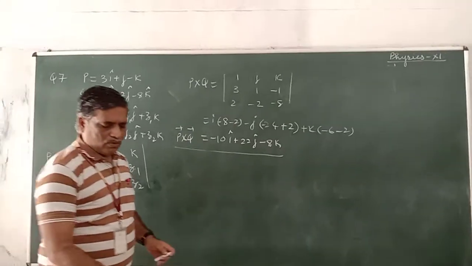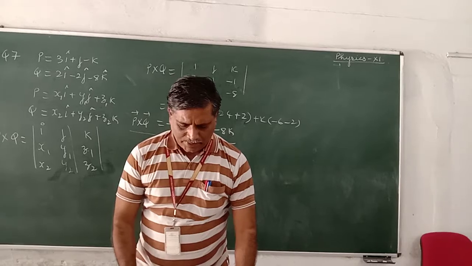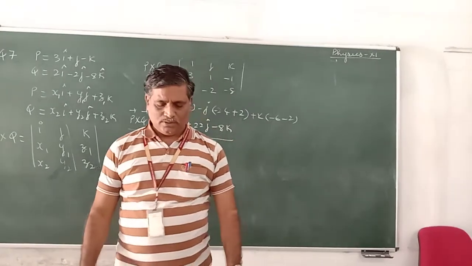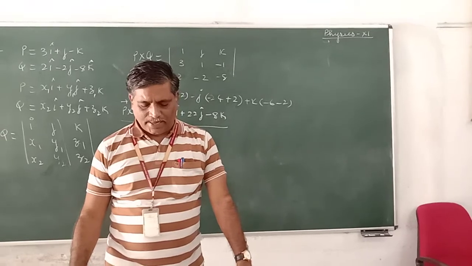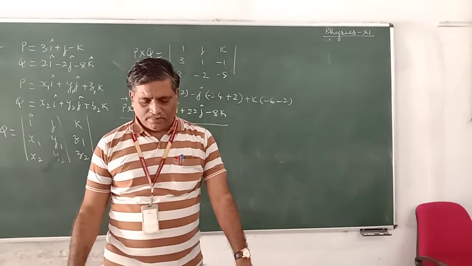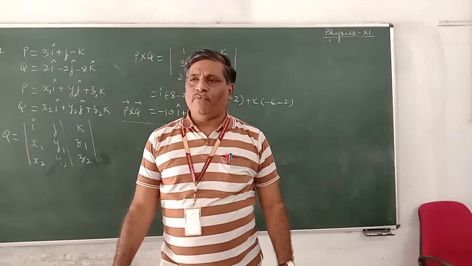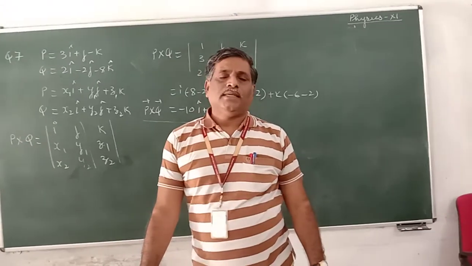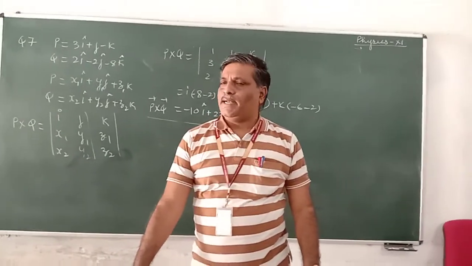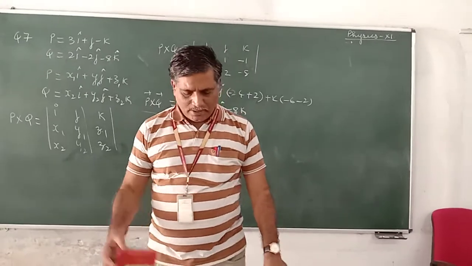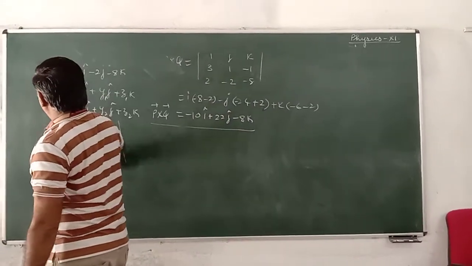Let us go to the next question. Calculate angle between two vectors P, 2i plus 4j plus 6k, and Q, 3i plus j minus 4k. Now there is a change. We want to find out, we studied, we found dot product, we found cross product. Let us find out angle between two vectors. How to find out angle between two vectors?